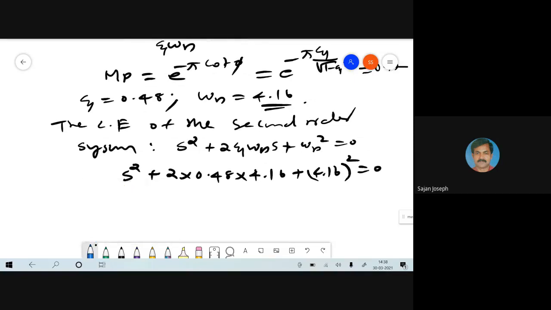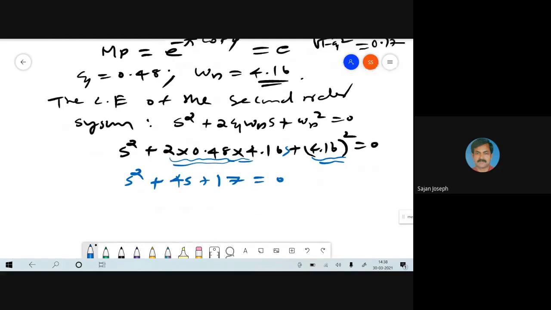And here we will make approximations. This coefficient is almost 4 itself, approximately for us. We are approximating this figure to the nearest integer, and this figure is also rounded to the nearest integer, that will be 17. So s square plus 4s plus 17 equal to 0.